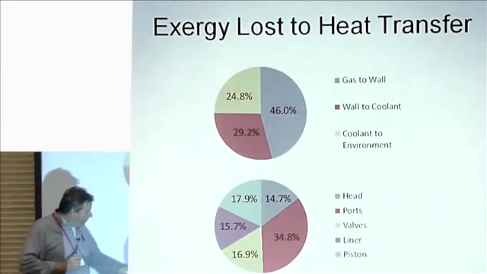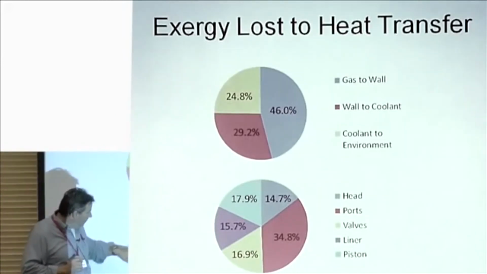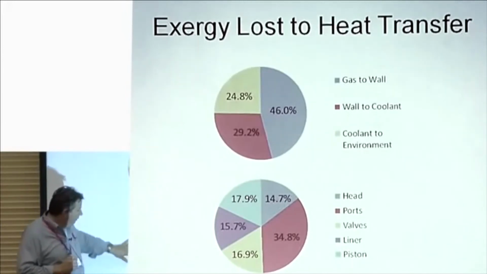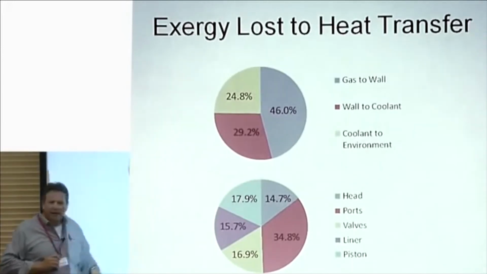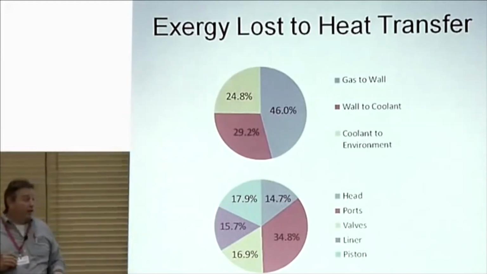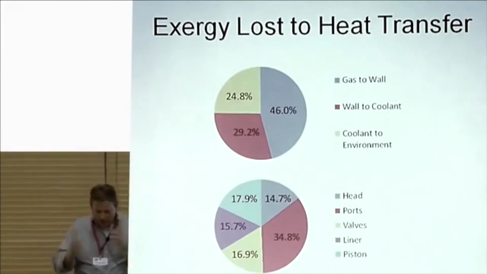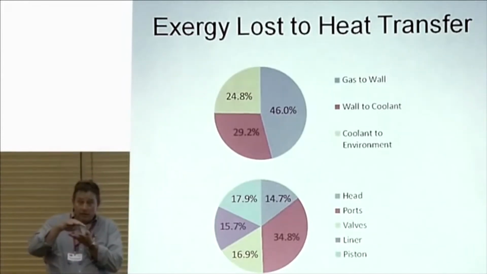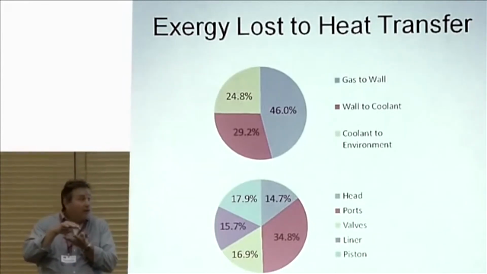If you look at where the heat transfer occurs, so looking at head, ports, valves, liner, and piston, it's a slightly different impression than you might otherwise have. We always tend to focus on the fact that there's lots of liner, there's lots of area. But inside the cylinder, the place where it's hot and the surface to volume ratio is really high is up at the top. That's the place where you really care.